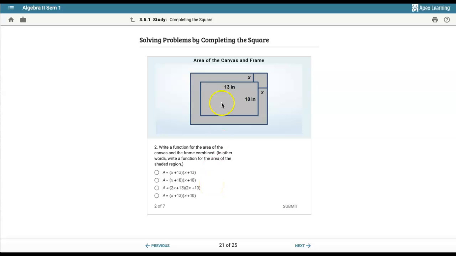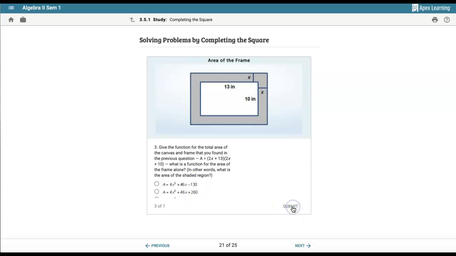Okay, so it would be 13 plus 2x multiplied by 10 plus 2x, right? So it would be this guy. We're going to just take both of those, right? Because when we have an area, it's length times width. So that's your length and that's your width.